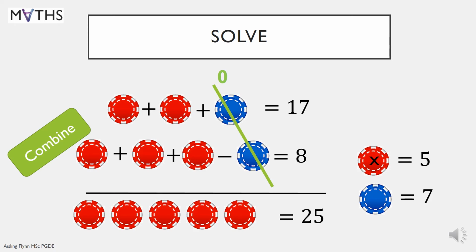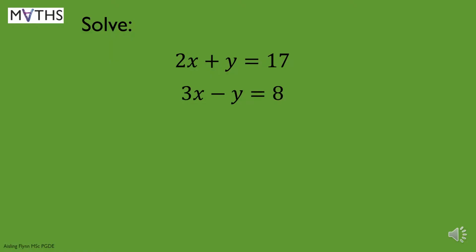Now, for the next slide, we're going to call red chips X and blue chips Y. Okay, I'm going to see how this would be written in a maths setting. Okay, so instead of pictures now we have, remember we had 2 reds, so 2x plus y equals 17. And then we have the 3x minus y equals 8. So this would be on your page and you would be asked to solve. So find the missing values.